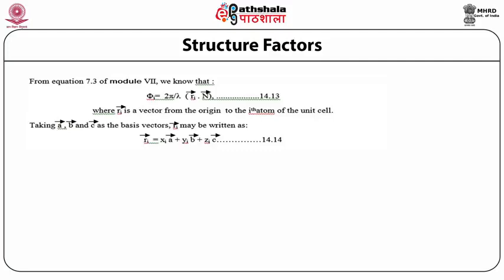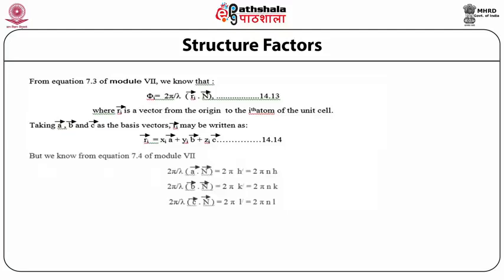Taking the A vector, B vector and C vector as the basis vectors, the Ri vector may be written as Ri = xi A + yi B + zi C, as equation 14.14. But we know from equation 7.4 of module 7 that (2π/λ) A·N = 2π h′, which is equal to 2π n h.